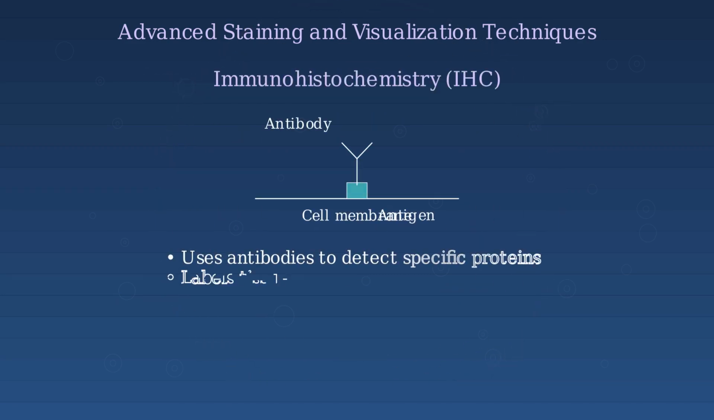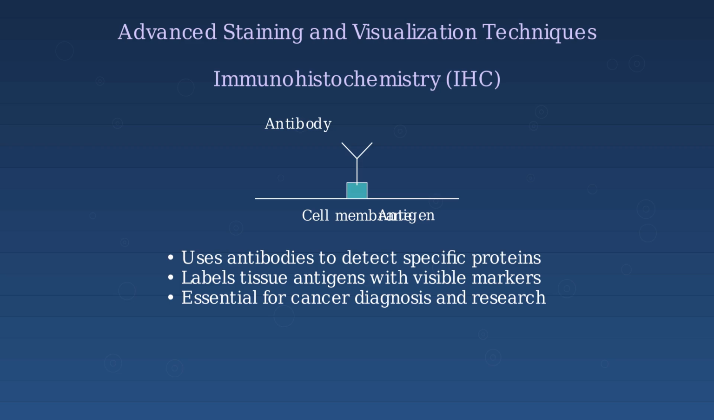Advanced staining and visualization techniques allow histologists to see structures and molecules that standard stains cannot reveal. Immunohistochemistry, or IHC, uses antibodies to detect specific proteins in tissues. These antibodies are tagged with markers that produce visible color when they bind to their target. This technique is invaluable for tumor identification and research applications.